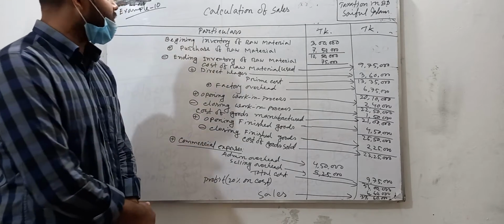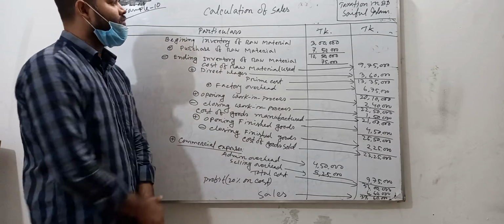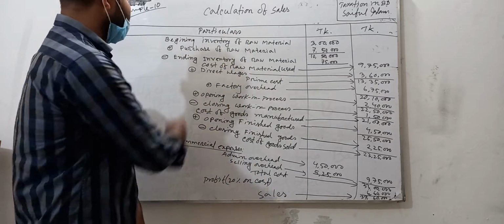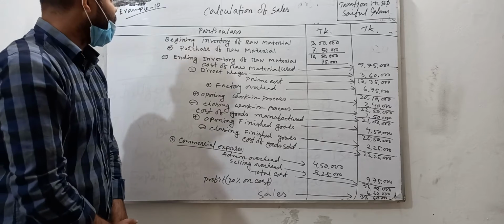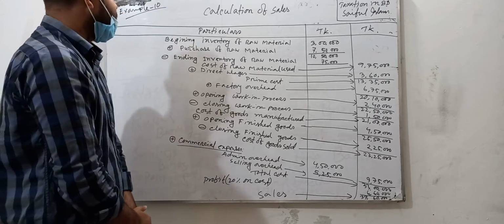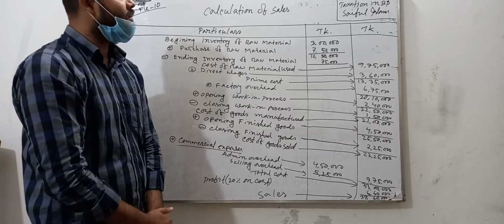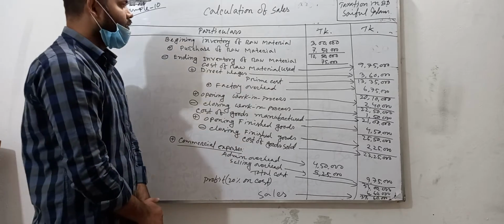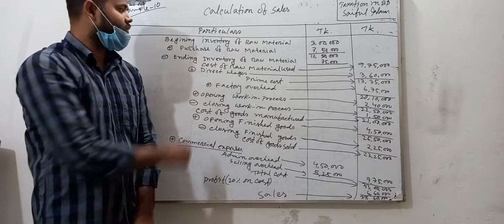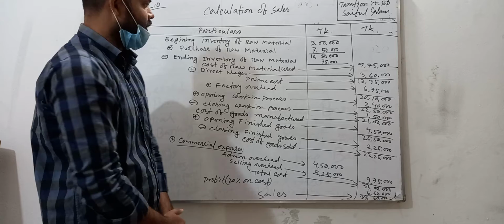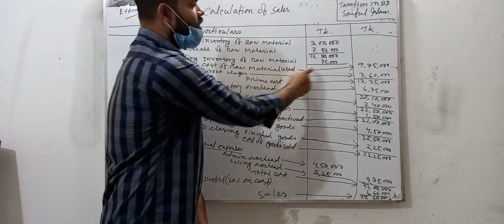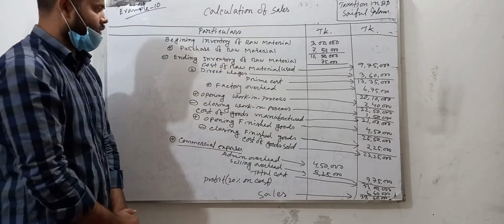At first, when we calculate sales, we start with the beginning inventory of raw material. In the question, the beginning inventory of raw material is 3 lakh, so I have written 3 lakh here. Then we add the purchase to the beginning inventory of raw materials. In the question, the purchase of raw material is given as 7 lakh 50,000. Total 10 lakh 50,000. Now we deduct the ending inventory of raw material, 75,000. Then the result will be the cost of raw material used. Here the cost of raw material used is 9 lakh 75,000.